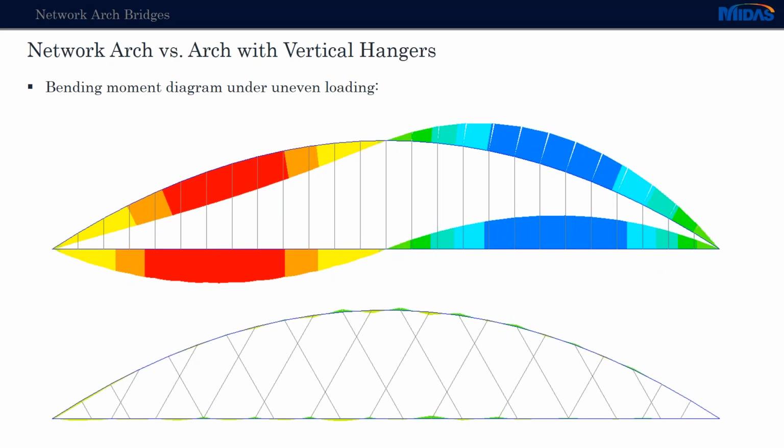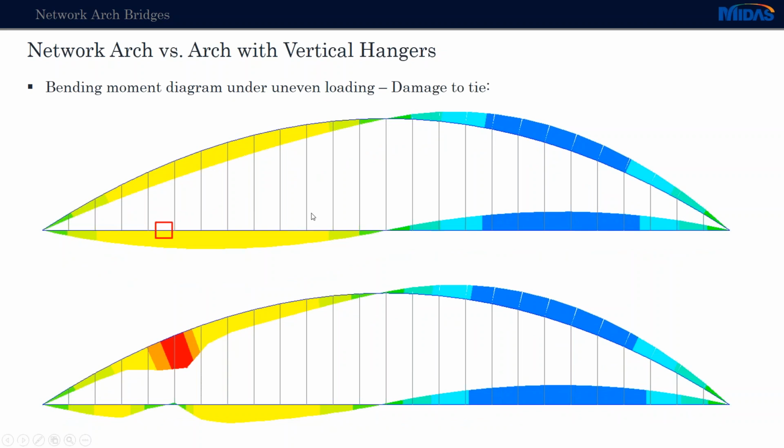Also, I've taken a case study where we assume that we have some damage to the tie. So I've modeled that by releasing bending moments, considering that the tie can't carry bending moments anymore at the position where the damage is considered. In the vertical hangers model, we can see that after applying the damage, the redistribution is as the one below.